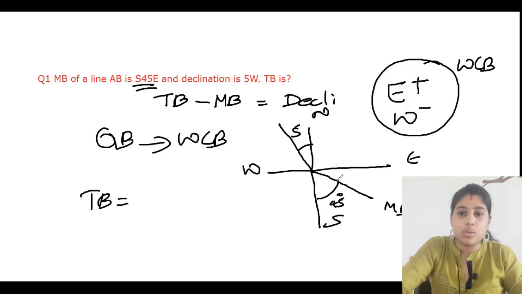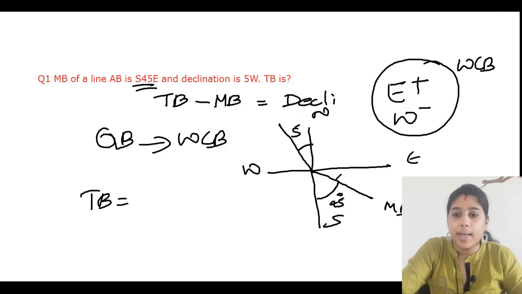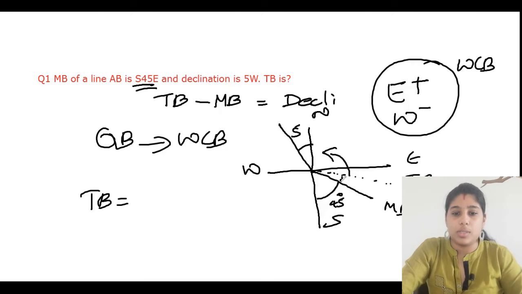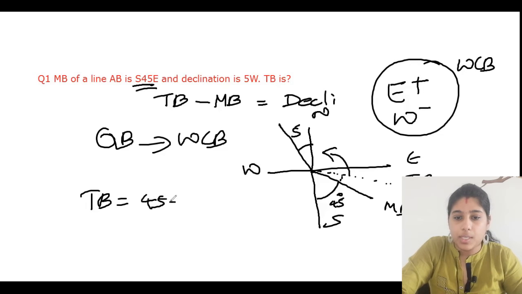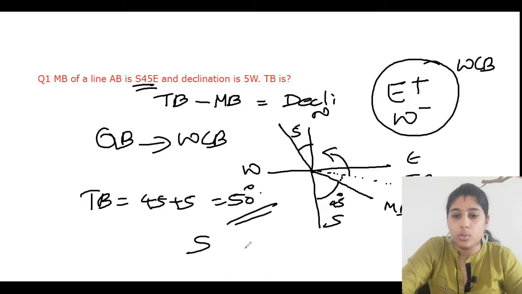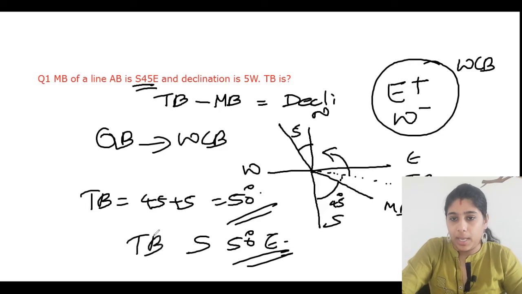In my figure I have made it so that it has to move towards the west side as 5 degree declination. So you have to increase this, and this will be the true bearing. It is shifting, that is 45 plus 5, you will get 50 degree, and it is obviously between south and east, so it will be south 50 degree east. This is the true bearing.